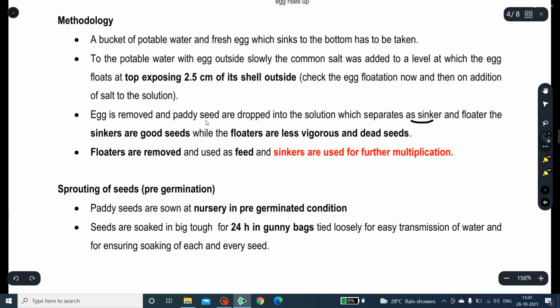the egg is removed and paddy seeds are dropped into the solution, which separates them into sinkers and floaters. The sinkers are good seeds and the floaters are less vigorous and dead seeds. The floaters are removed and used for feeding purposes, and the sinkers are used for further multiplication. This is how the egg flotation technique is carried out.